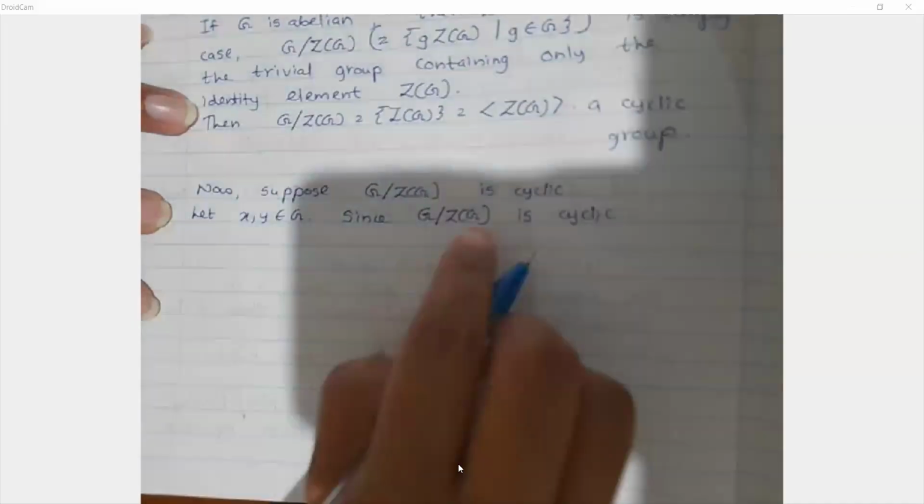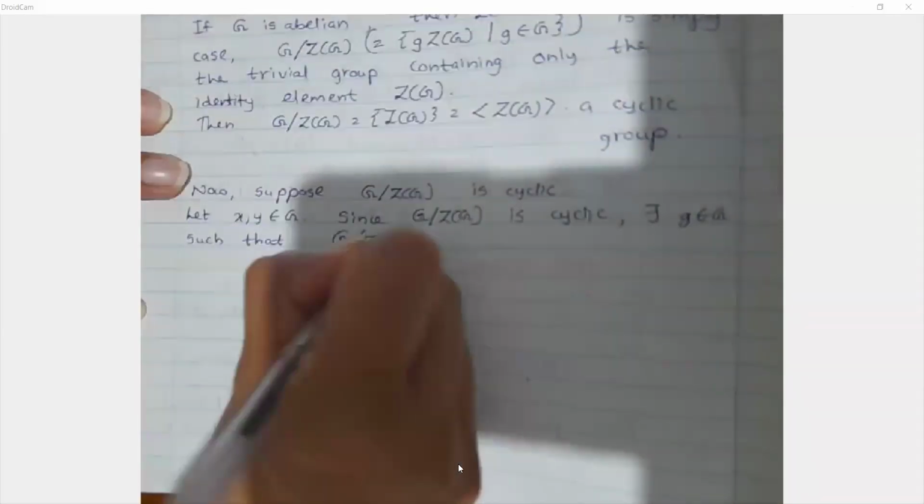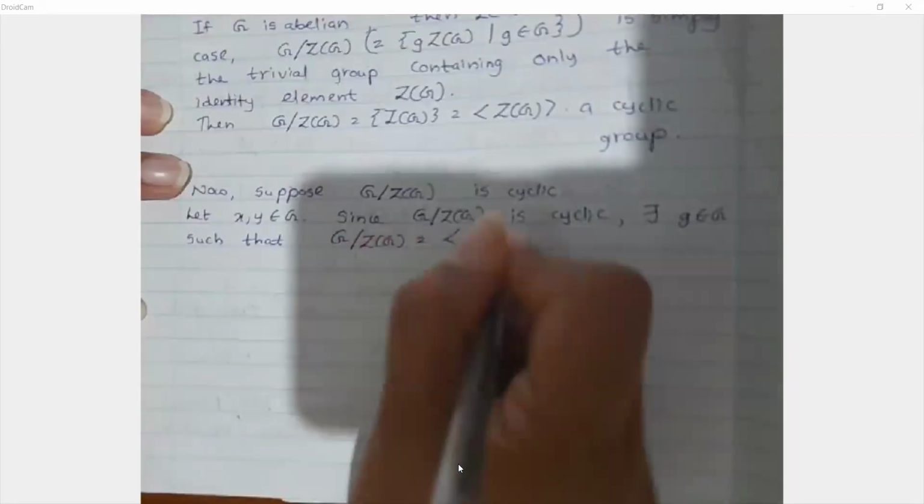Every element of the quotient is generated by a single element, in the sense that it will be a power of that element. Any element that you take from the quotient is cyclic. Since this quotient is cyclic, there exists an element g in G such that the quotient is generated by gZ(G).